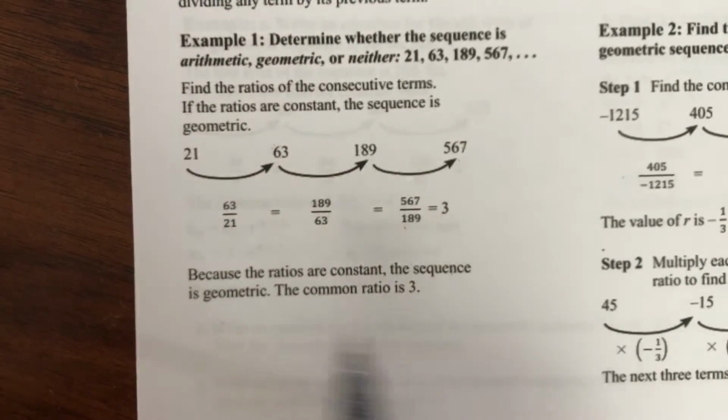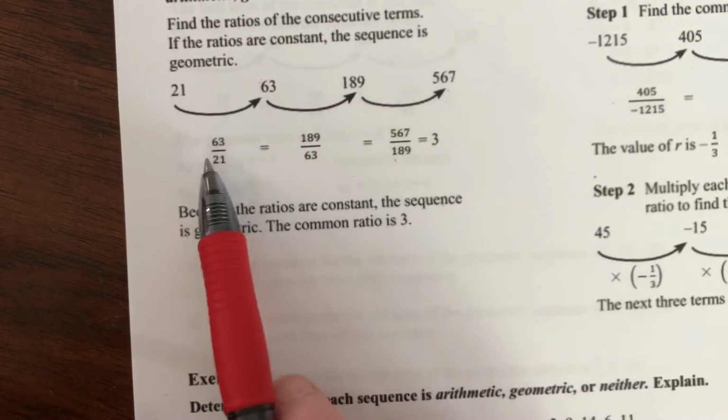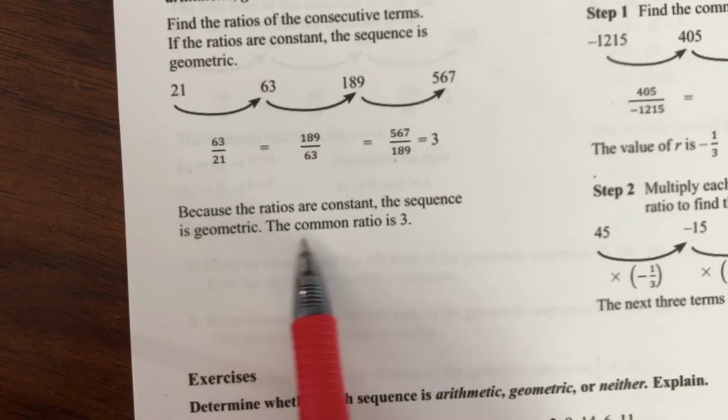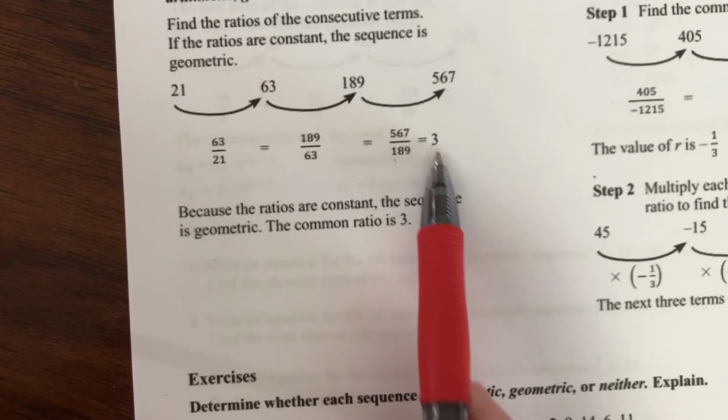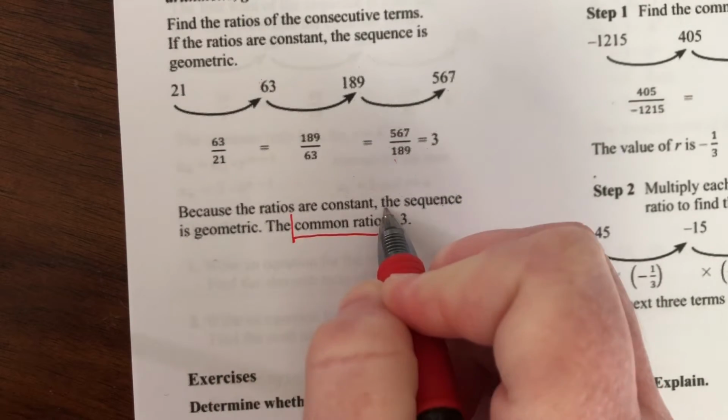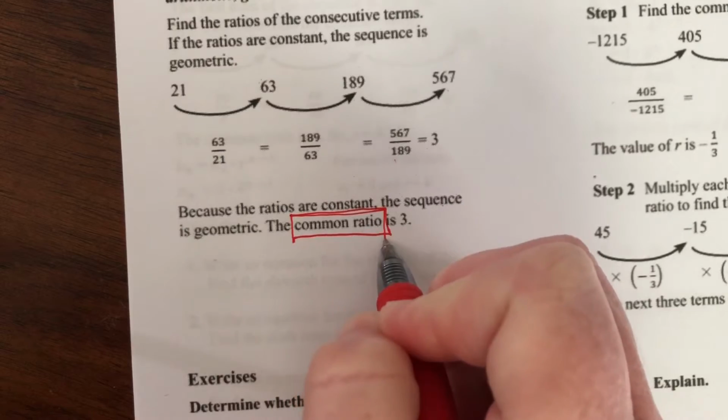The ratios are constant. The amount that we're multiplying by is constant. So the sequence is geometric. And the number that we're multiplying by is called the common ratio. The common ratio.